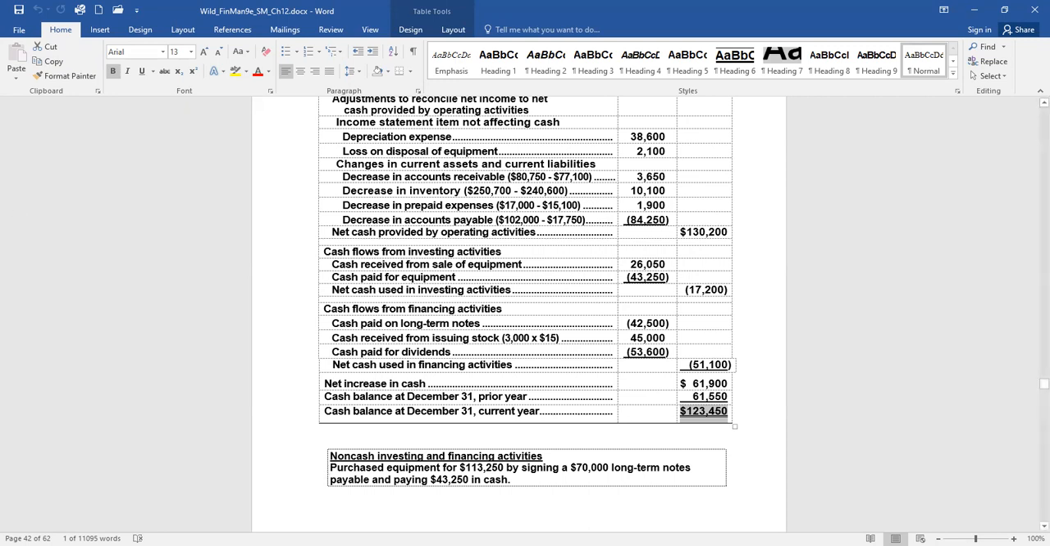Okay, so that is our statement of cash flow. As I told you in the beginning of the semester, we get to it at the end. So please review this really well, and if you have any questions, send me an email.